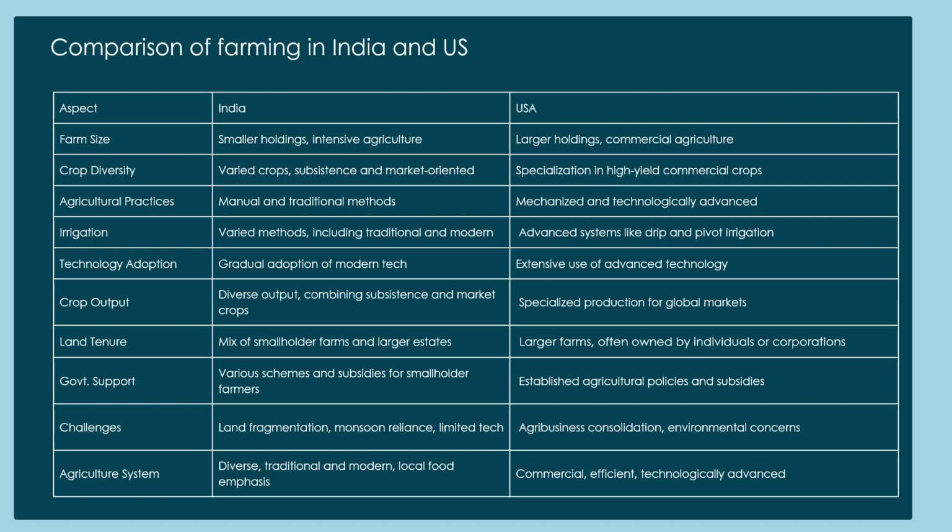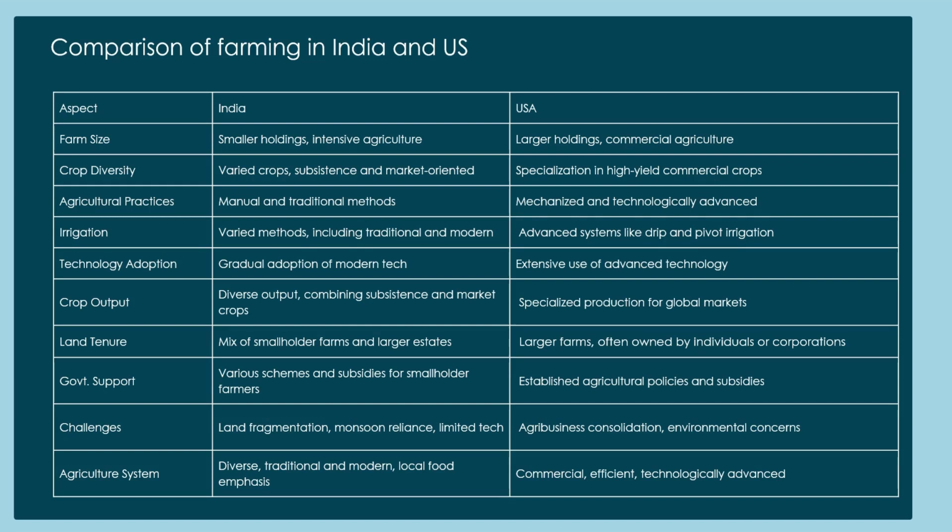Agricultural practices. So in India, it involves manual and traditional methods, whereas in US, it is mechanized and technologically advanced. The next one is irrigation. It involves varied methods including traditional and modern methods, whereas in US it is advanced systems like drip and pivot irrigation.